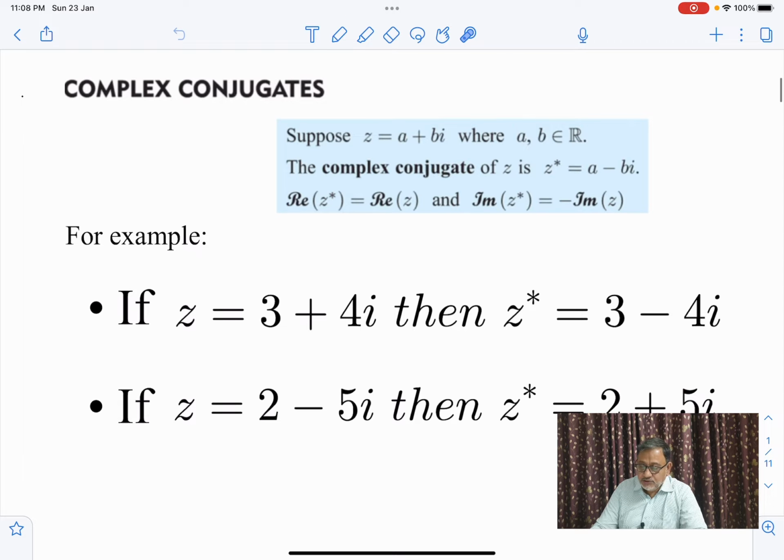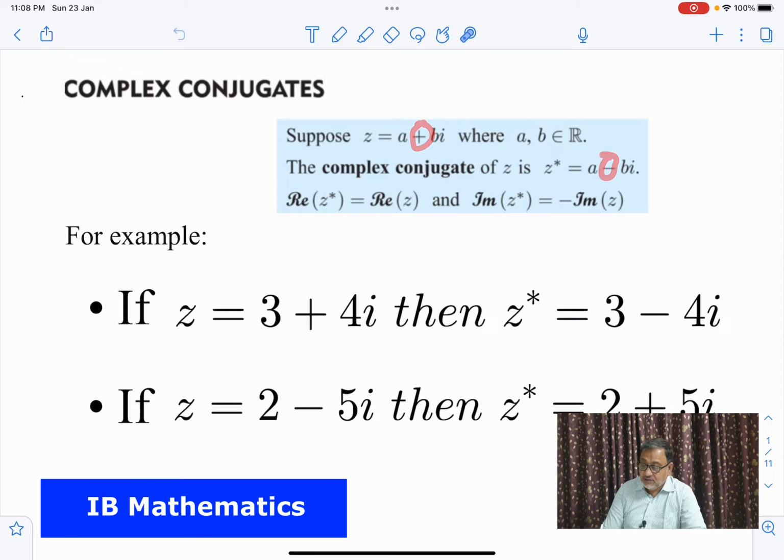Now what is complex conjugate? As you know the rationalizing factor, isn't it? You must have studied in lower classes the rationalizing factor. In the same way, here we have complex conjugate. So if Z is a plus bi, then its complex conjugate is denoted by Z star and written as a minus bi. So if there is plus sign, then we just change that plus sign to minus, and vice versa. If there is minus sign, then we change it to plus sign.